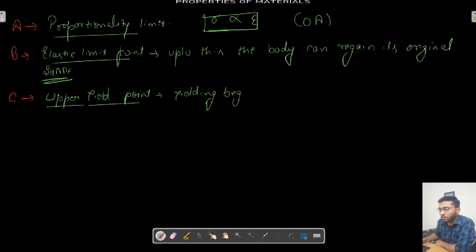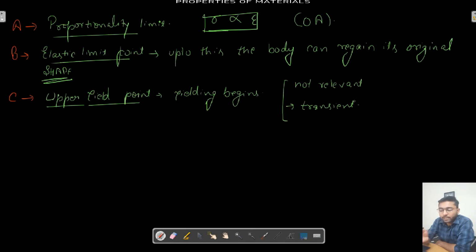But it is not a very relevant point. Not relevant, we can say. It is very transient in nature. It lasts for a very small span of time. And in most of the materials, except the mild steel, we do not obtain this. We cannot obtain this point experimentally. It's very hard to determine the upper yield point of the material.